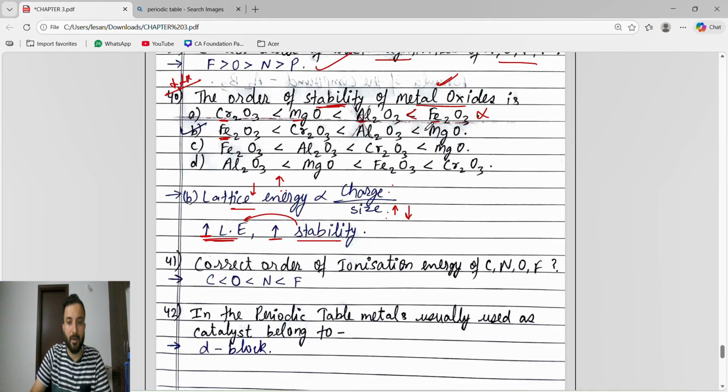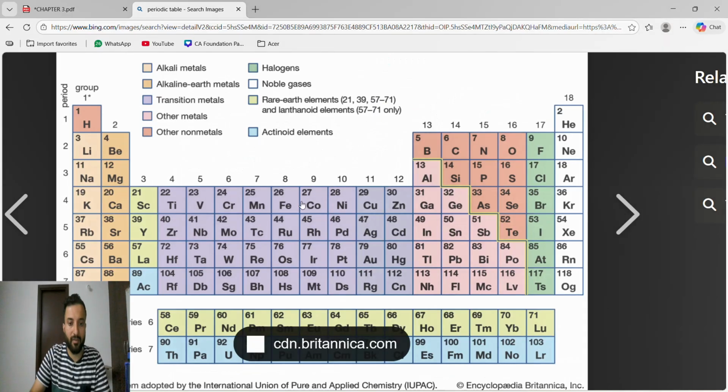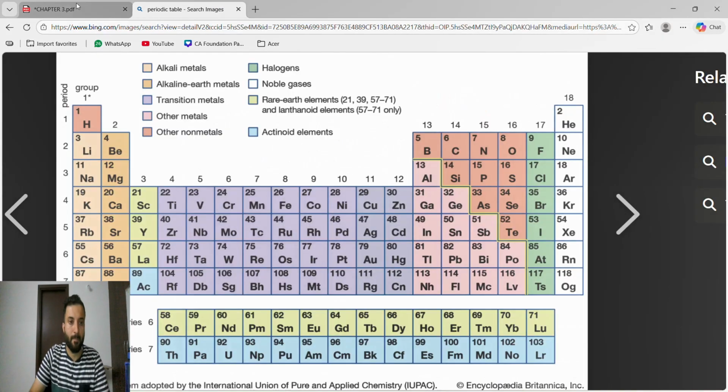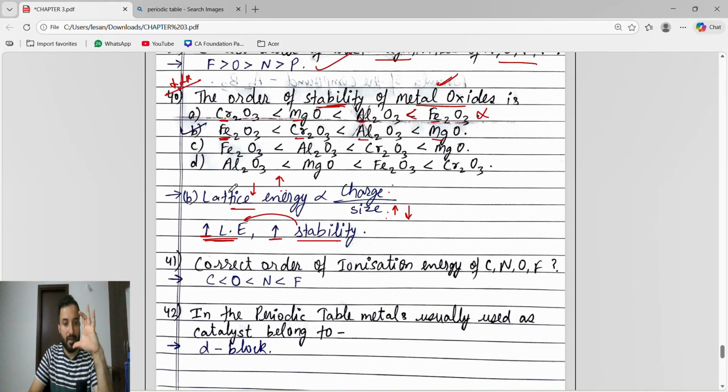Then chromium, aluminium, manganese. Chromium, guys, see, Fe 26, chromium 24, aluminium 13, manganese 12. Correct. So chromium size is less. Sorry, chromium size is more. The lattice energy is less. Then chromium, then aluminium, then magnesium. If size is more, lattice energy is less. If lattice energy is less, it means stability is also less. So Fe size is more, lattice energy is less. Lattice energy is less means stability is also less.